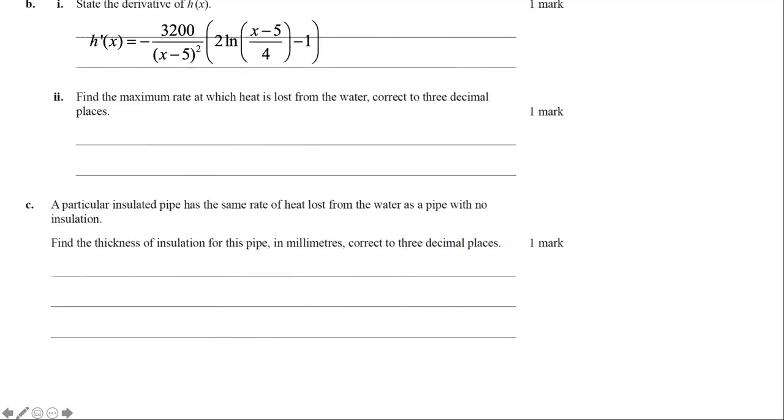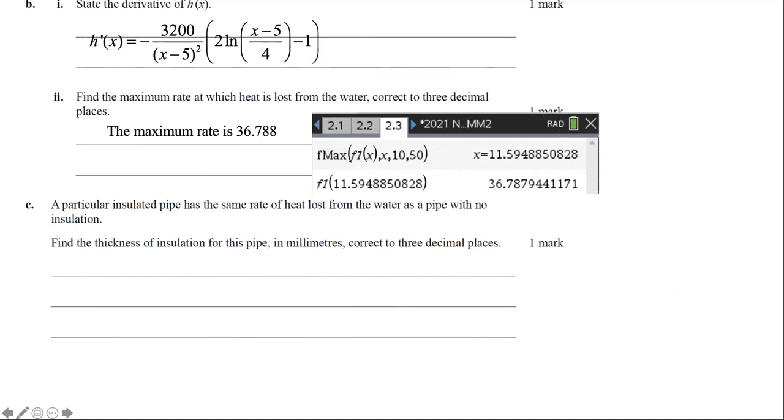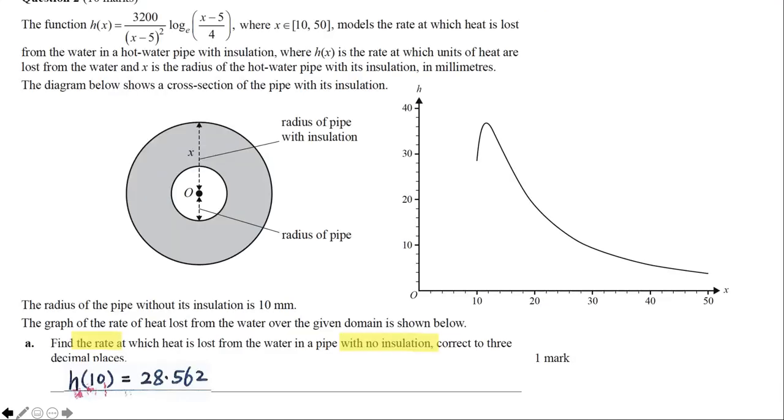State the derivative of h of x. This is done on my CAS calculator, and you could define h at the beginning with its domain. And the maximum rate at which heat is lost from the water, correct to 3 decimal places. If you look at the previous diagram, the maximum rate h occurs at this turning point here. And you could find that on your graphical analysis part on your CAS calculator.